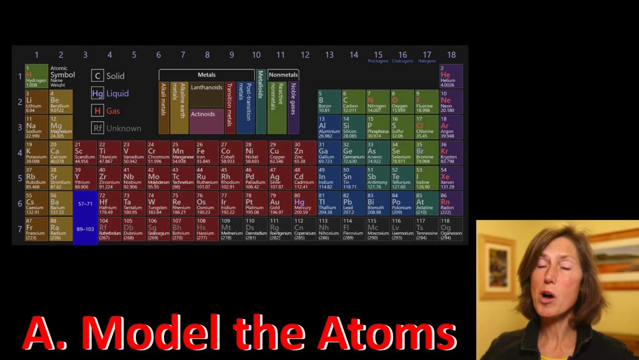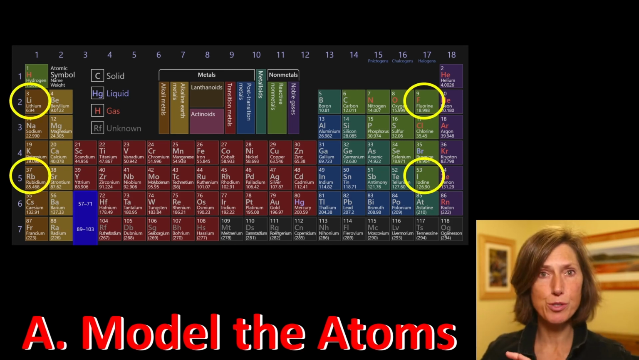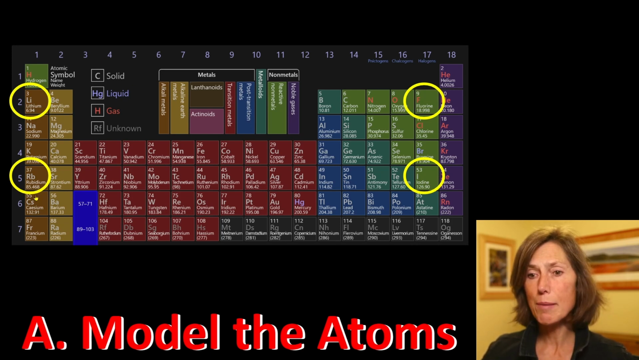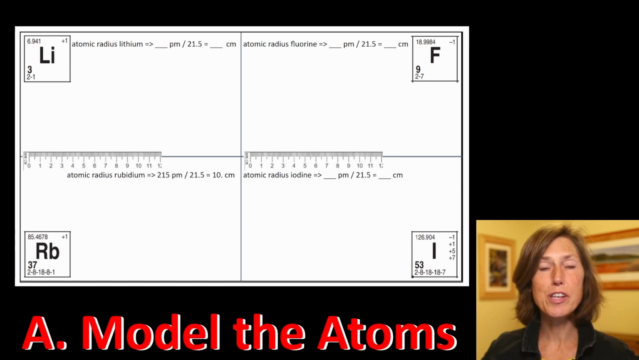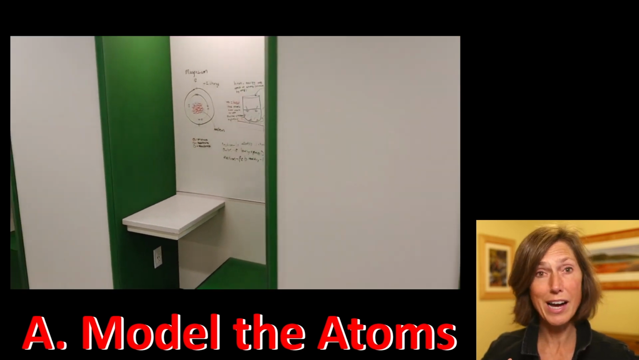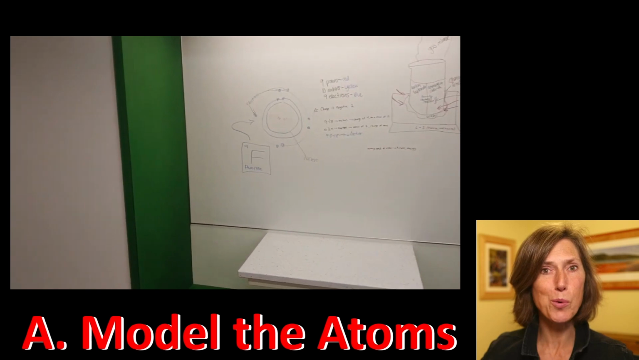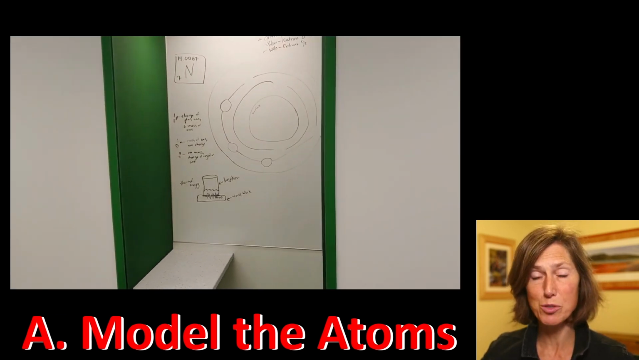The first thing you want to do with your students is to model the atoms. Which ones should we pick? I would recommend choosing the following 4 atoms: alkali metal lithium, alkali metal rubidium, halogen fluorine, and halogen iodine. Now, in the past few years, my students have modeled these 4 elements digitally. But our school recently underwent a renovation, and so I was ready to use the whiteboards located inside these cubbies as a platform to model these 4 atoms with my students.